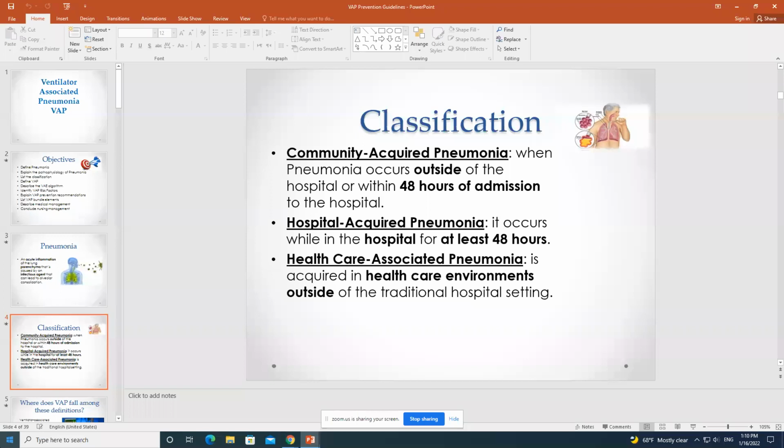Is that clear? So any pneumonia that happens to the patient after about 48 hours of admission to the hospital, we call it a nosocomial infection. All infection that the patient gets in less than 48 hours is from the community, my dear. And we have the healthcare-associated pneumonia, transmitted through healthcare practitioners from staff to staff or whatever. These are the types of pneumonia that we are talking about.